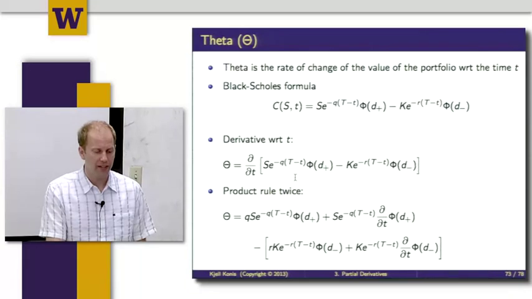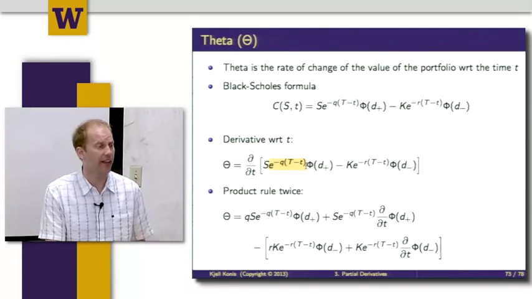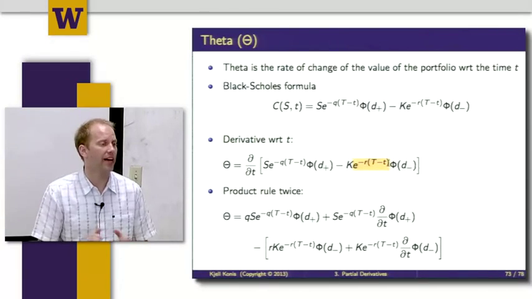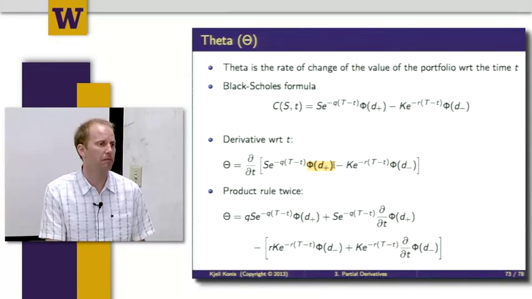Here it's going to be a little bit more complicated, because now I have this e to the minus q (T minus t). That term has a t in it. E to the minus r (T minus t) also has a t in it. Phi of d plus is a function of d plus, and d plus depends on t, and so does d minus. So I have to use the product rule on each term here.